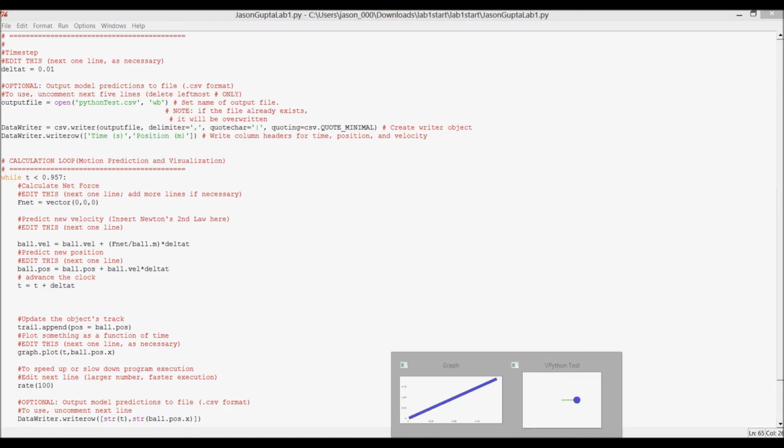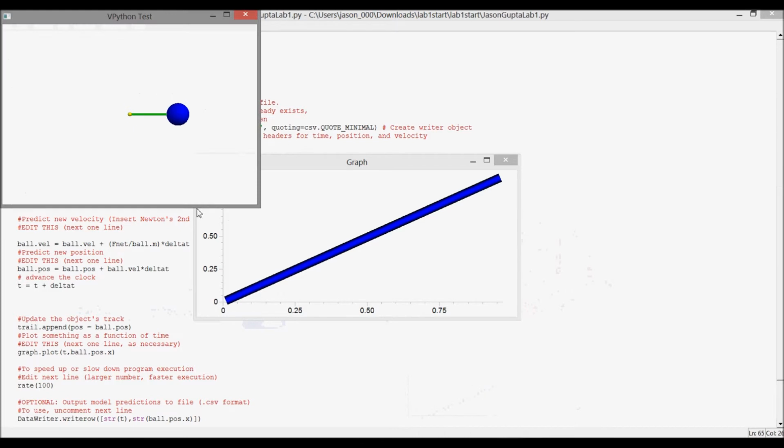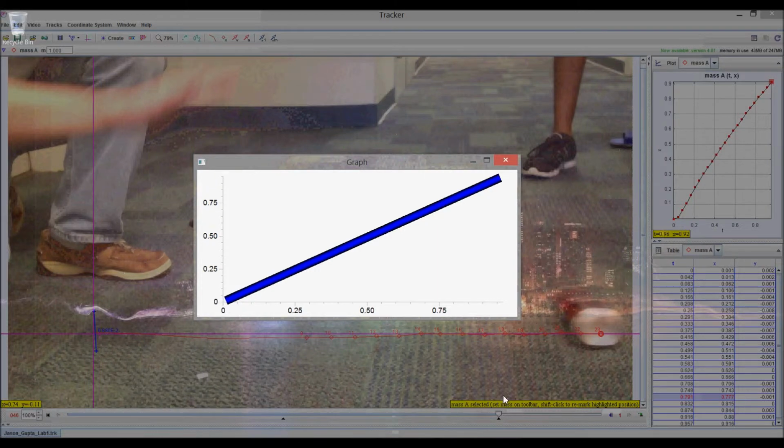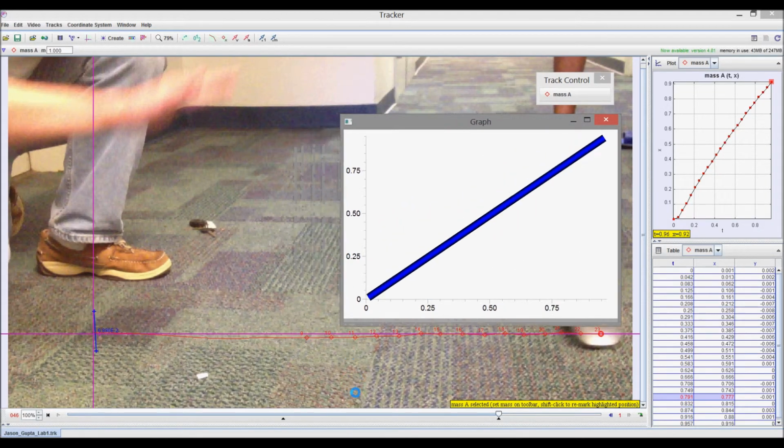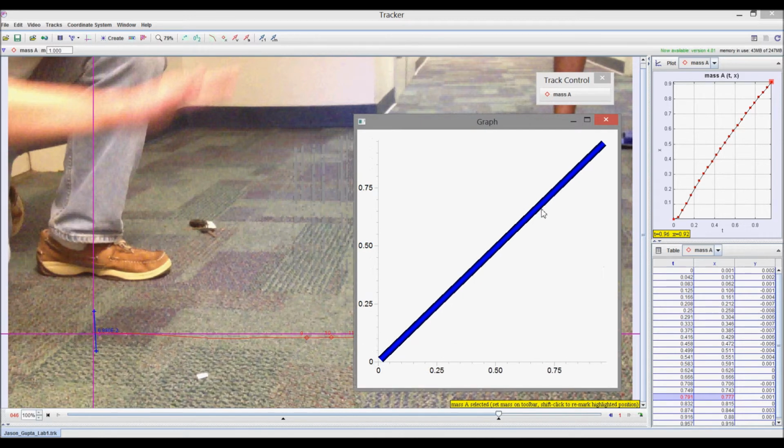Now we can view this model, and it will show that we have our can moving to the right in a very straight line showing that there is in fact a constant velocity. We can also compare this to our graph in Tracker. As you can see, they're quite similar. However, our computational model's graph has a much straighter line because it's free of human error.